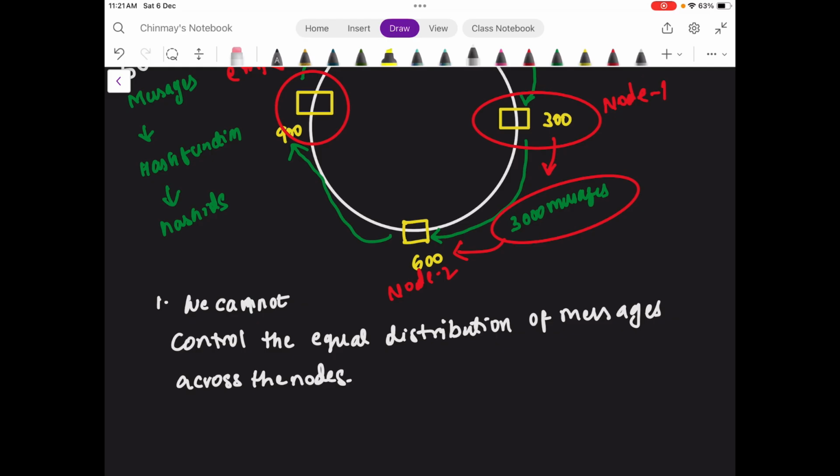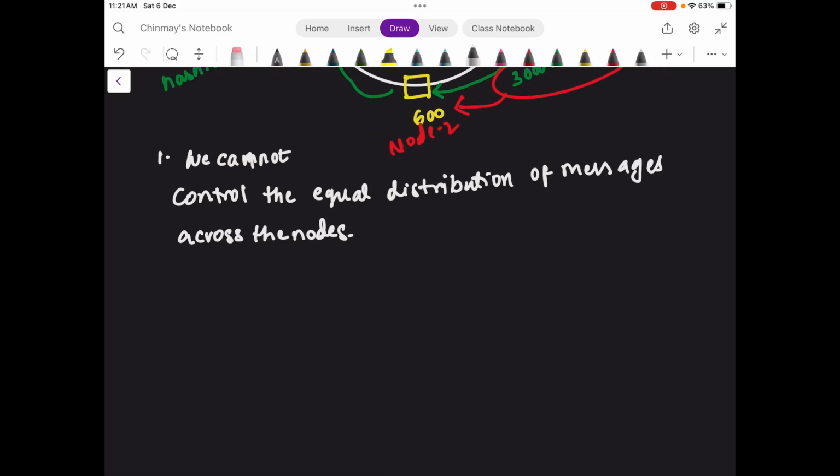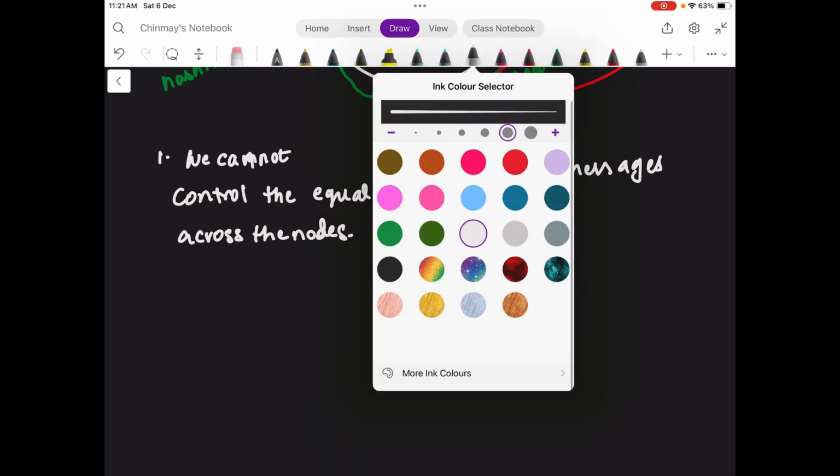Okay, we can't control that. Second drawback. Let's see the second drawback of consistent hashing.